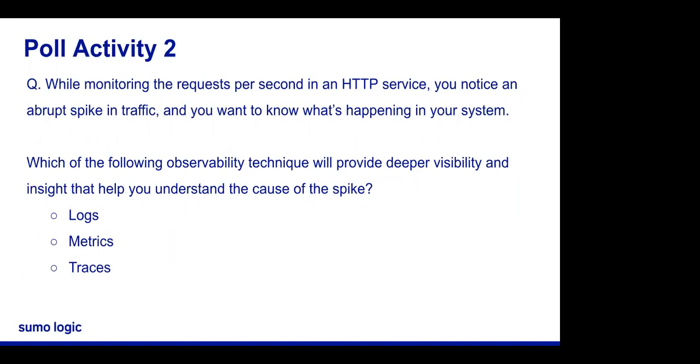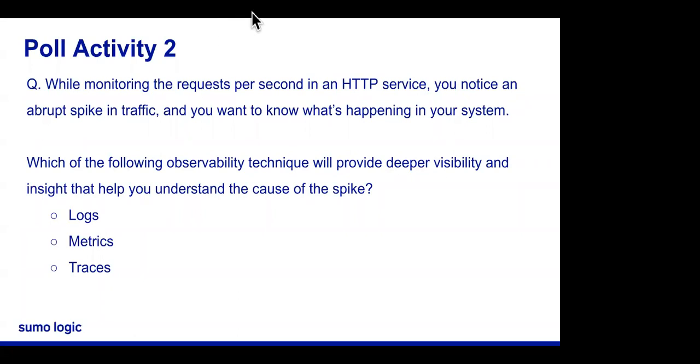And you want to know what's happening in your system. Which of the following observability techniques, is it logs, metrics, or traces, will provide that information about that spike in the service? Or more importantly, will show me the spike. Not understand why the spike occurs, but will show me the spike. Is it logs, is it metrics, or is it traces? Which one of these three will show me this spike?